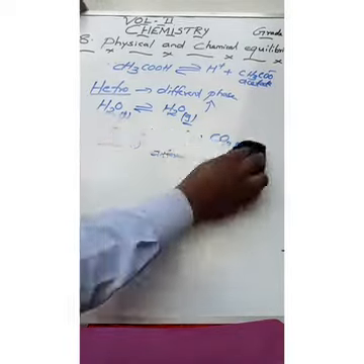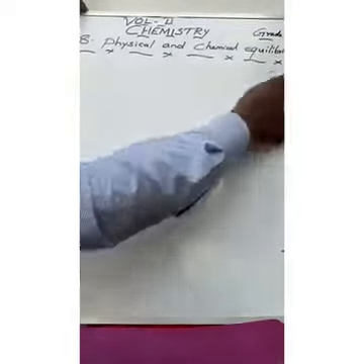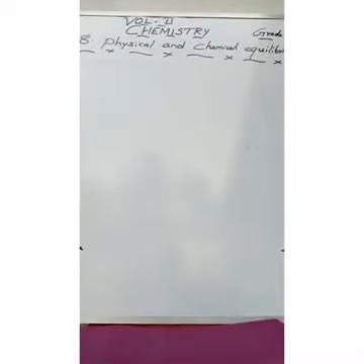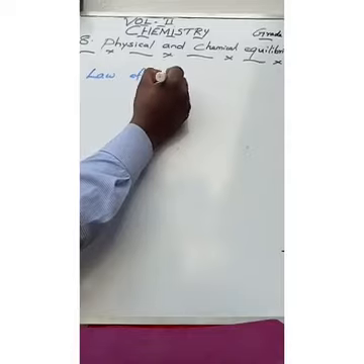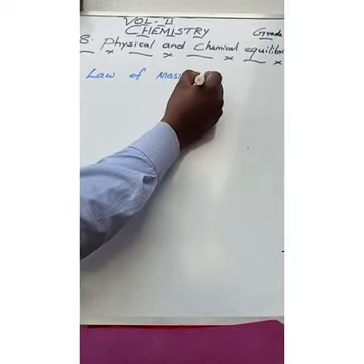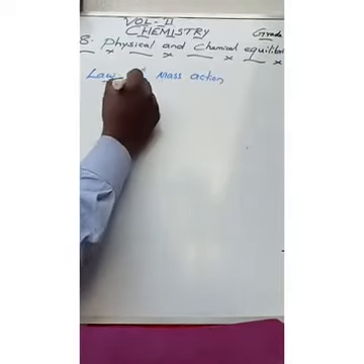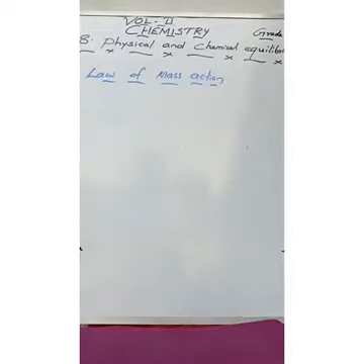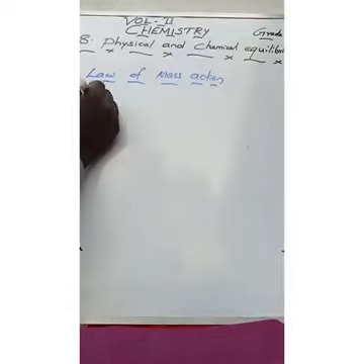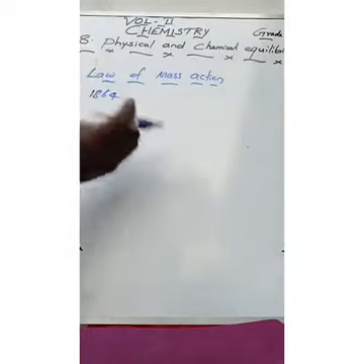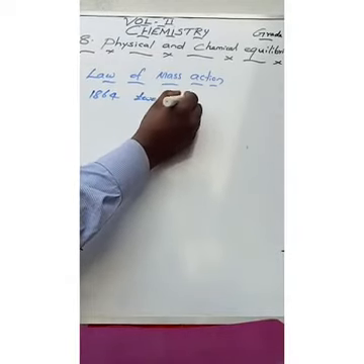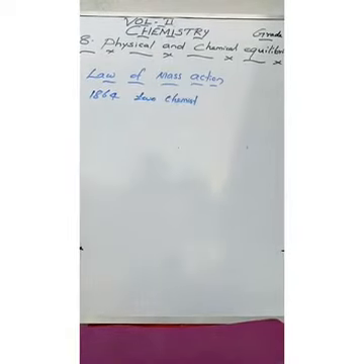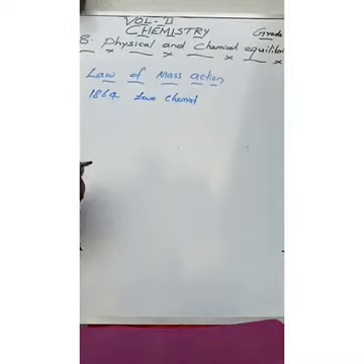Next we will discuss the law of mass action. What is the law of mass action? In 1864, two chemists, Maxmillan and Peter Waage, formulated the law of mass action. He formulated one law, this is called the law of mass action.